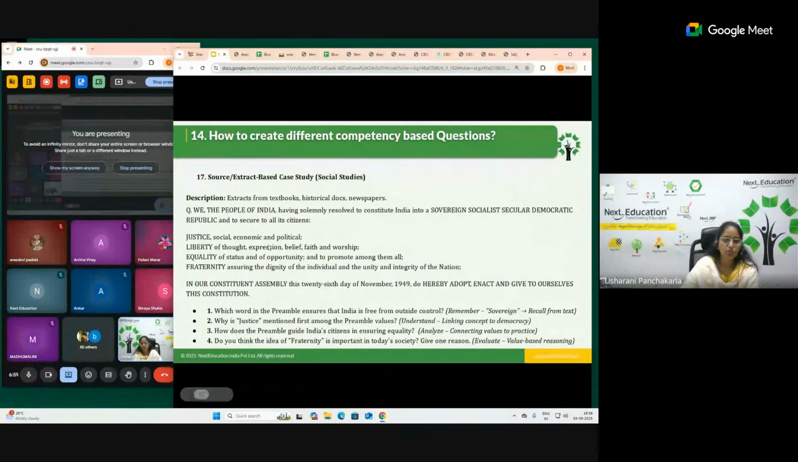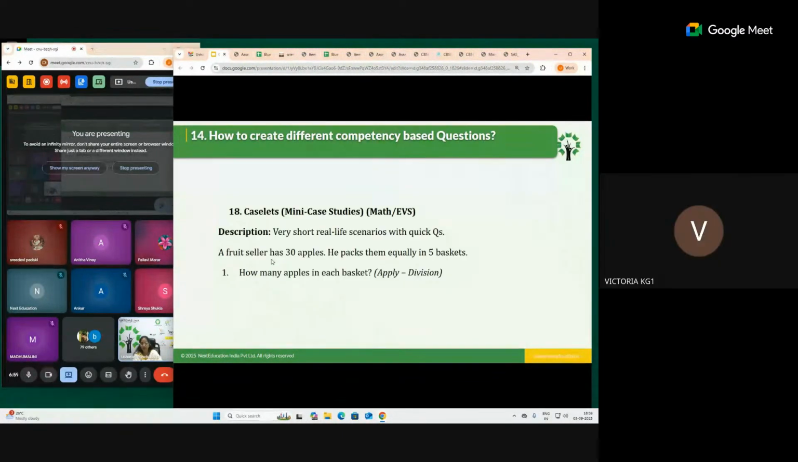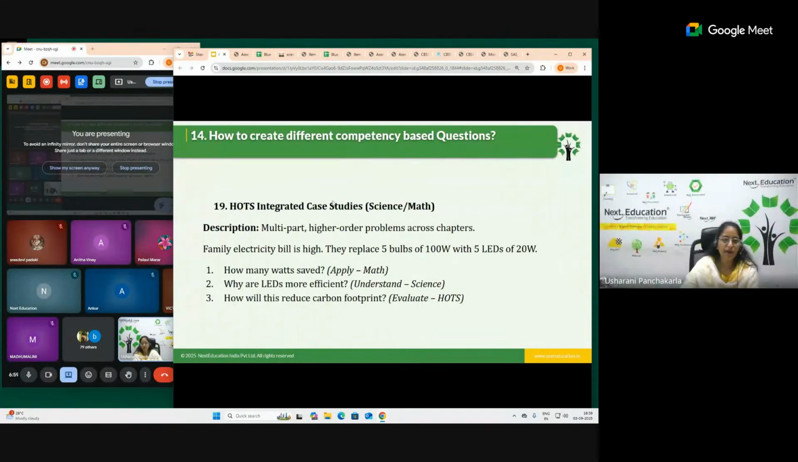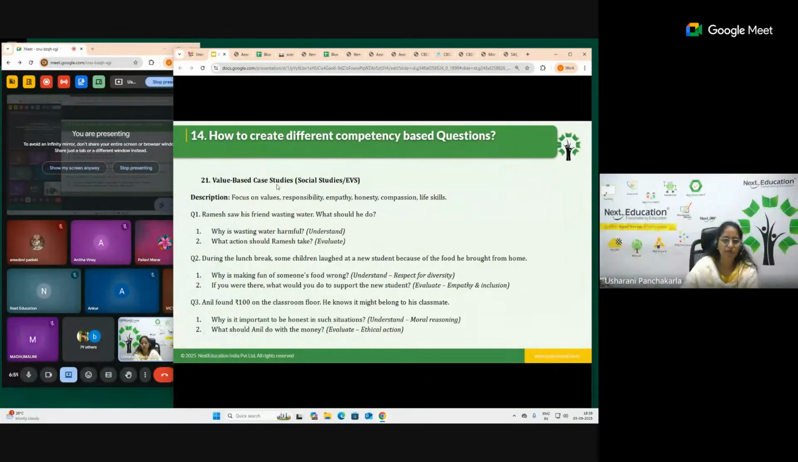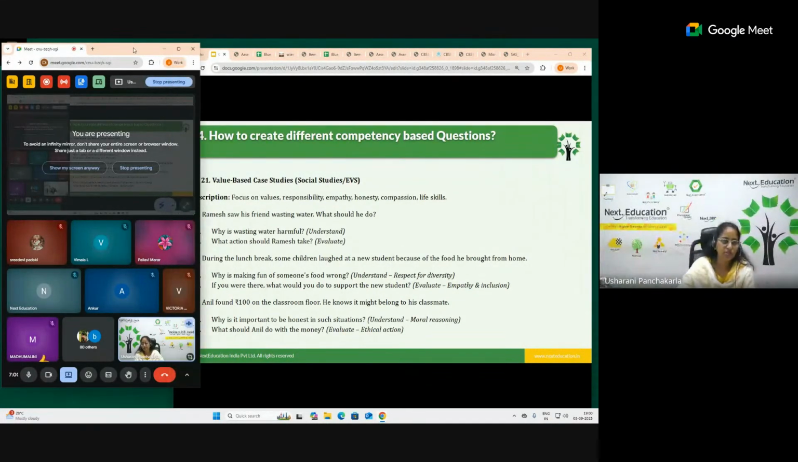So this way we can see the different patterns of questions: multiple correct, open-ended questions, value-based questions with respect to values or skills or compassion or empathy. This pattern of questions has also had weightage since 2020, so those questions have also been added. All these we'll be discussing in the next session.